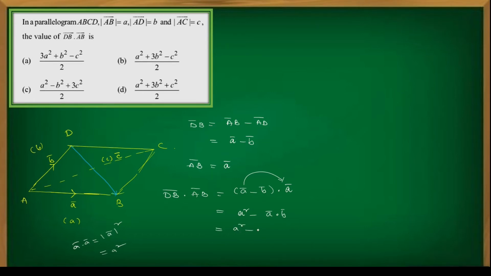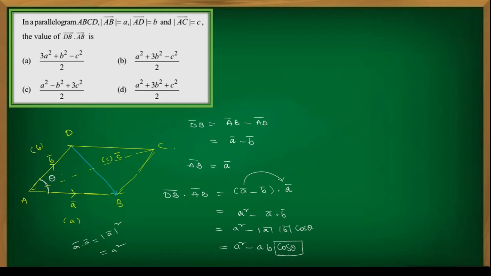The general formula for A bar dot B bar is mod A bar mod B bar cos theta. Now this is A square minus, mod A bar is A, mod B bar is B, cos theta. Now the problem is cos theta. What is cos theta? The angle between A bar and B bar. So here the angle between A bar and B bar is theta, but we want cos theta in terms of A, B, C.